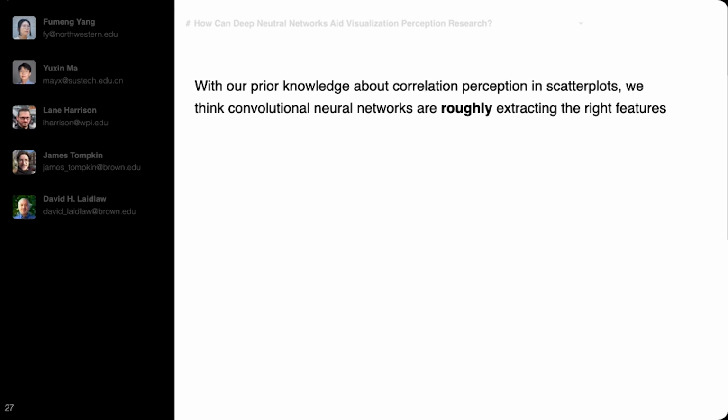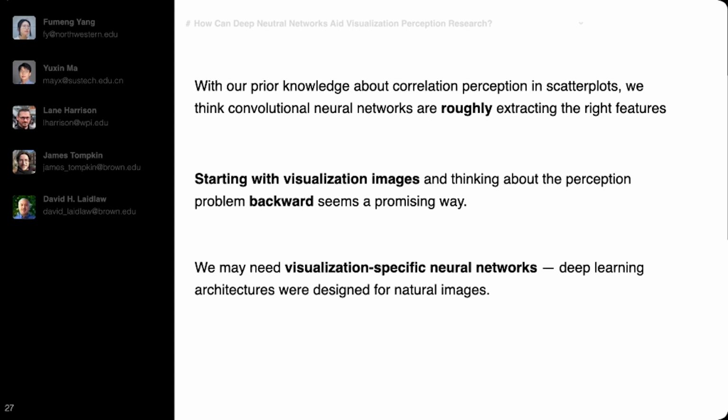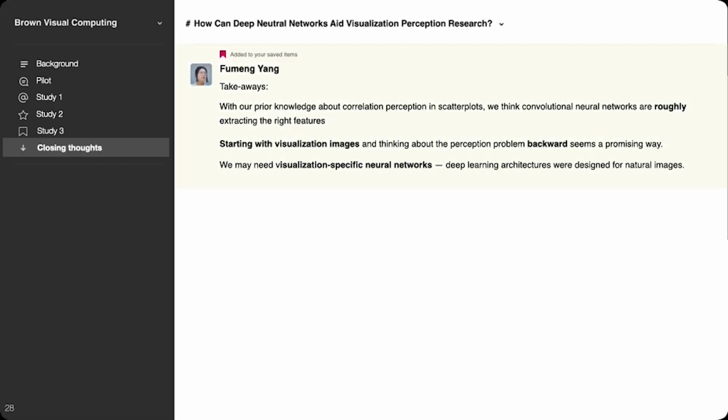First, with our prior knowledge about correlation perception in scatter plots, we think convolutional neural networks are roughly extracting the right features. And this way of starting with visualization images but thinking about the perception problem backwards seems to be a promising way. And last, we may need visualization-specific neural network architectures because those deep learning architectures were designed for natural images, which are very different from visualization images.